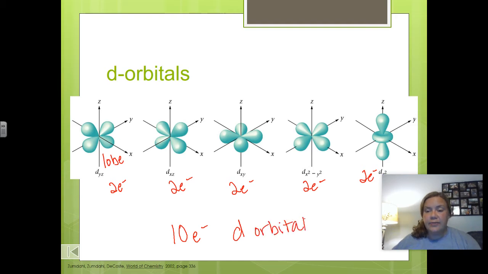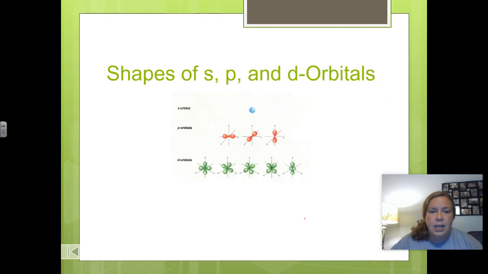Up to 10. It doesn't have to hold 10. There could be 6 electrons in the d orbital, there could be 5, there could be 9, or there could be a full 10. When you put this d orbital all together, it's just hard to picture. It looks like a giant balloon animal, for real.